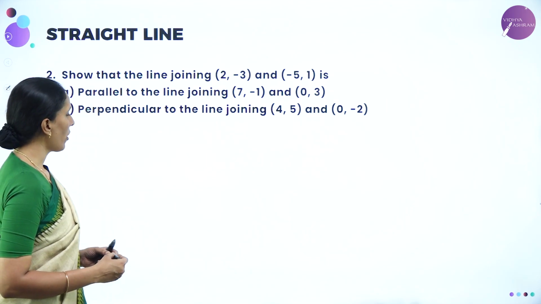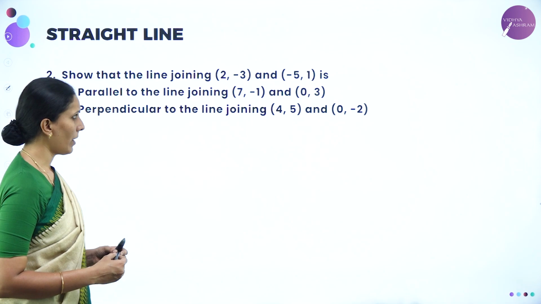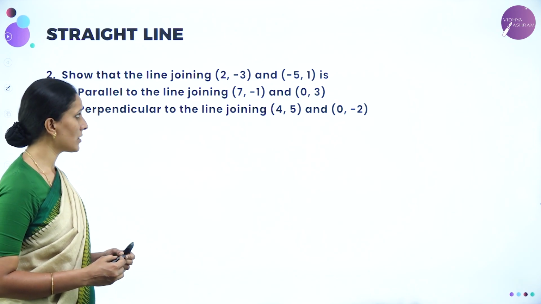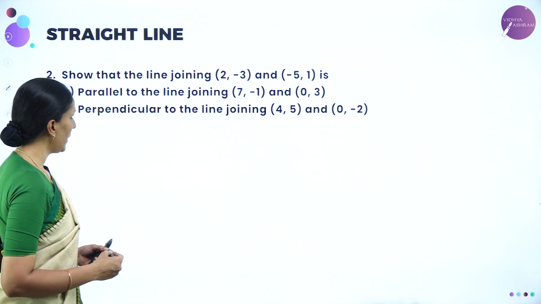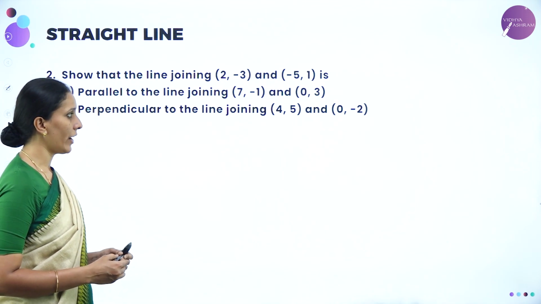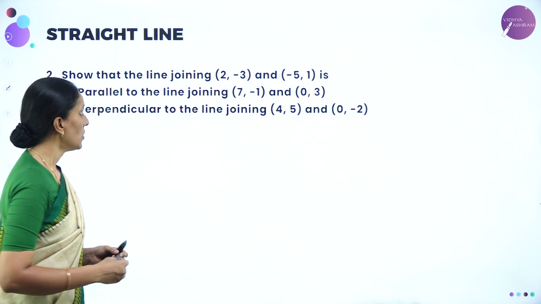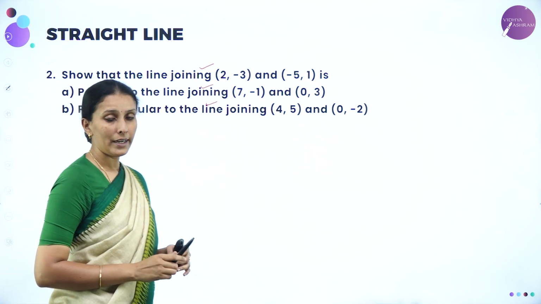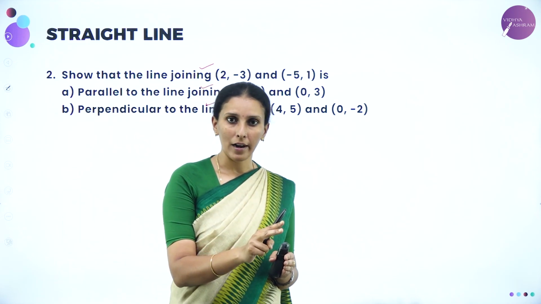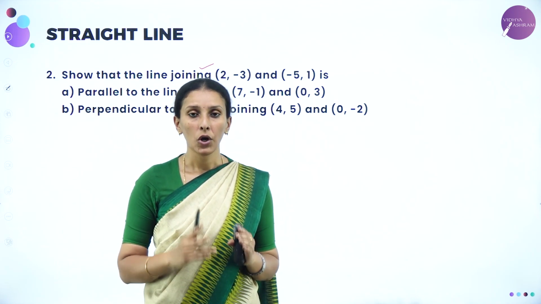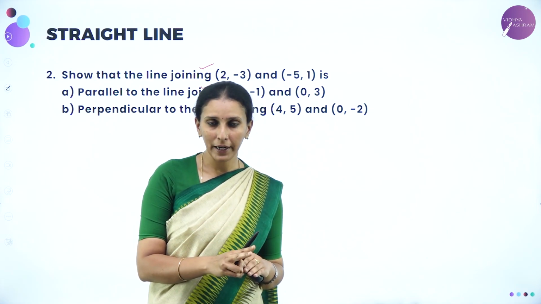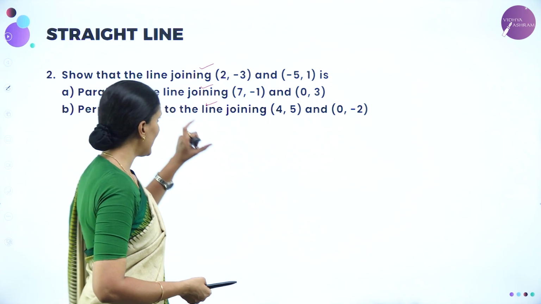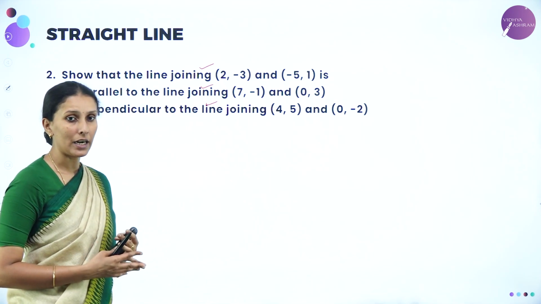Show that the line joining (2, -3) and (-5, 1) is parallel to the line joining (7, -1) and (0, 3), and perpendicular to the line joining (4, 5) and (0, -2). So let us find the slope of all these 3 lines. To show that 2 lines are parallel, show that their slopes are equal. To show that 2 lines are perpendicular, the product of their slopes should be equal to -1. Let us see whether it satisfies the condition.